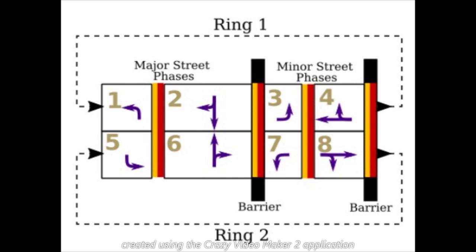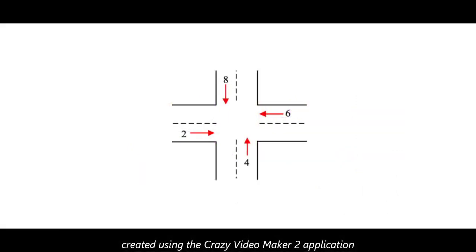The NEMA standard sequence diagram corresponds to the phase assignment. In a 4-phase intersection, the phases are 2, 4, 6, and 8. Only phases 2 and 6 run together, and phases 4 and 8 run together.